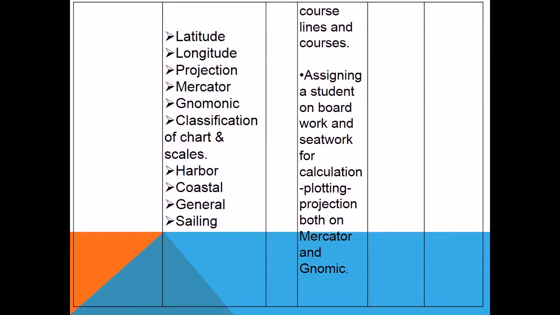Latitude, longitude, projection, Mercator, mnemonic, classification of charts and scales. Harbor, coastal, general, sailing, course lines and courses. Assigning a student on board work and seat work for calculation and plotting projection, both on Mercator and mnemonic.